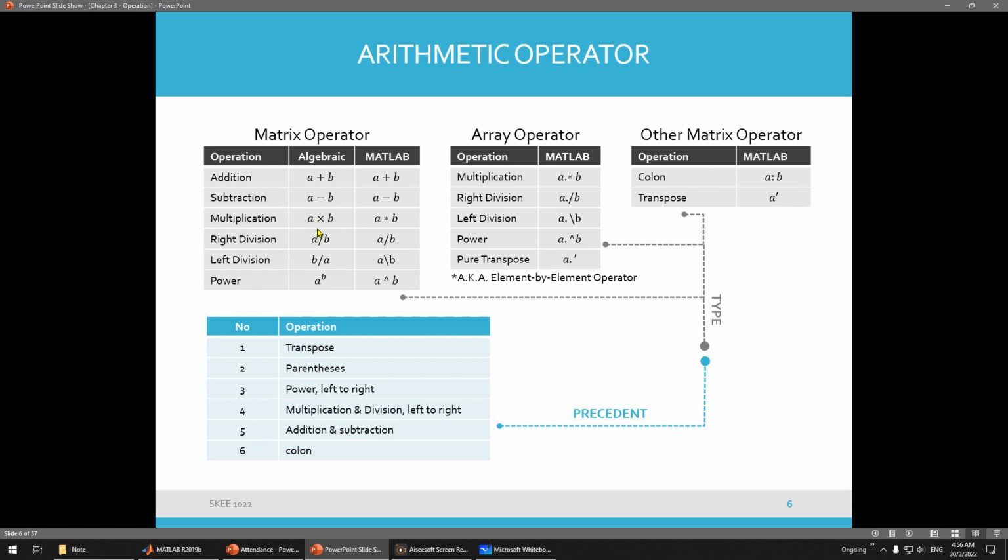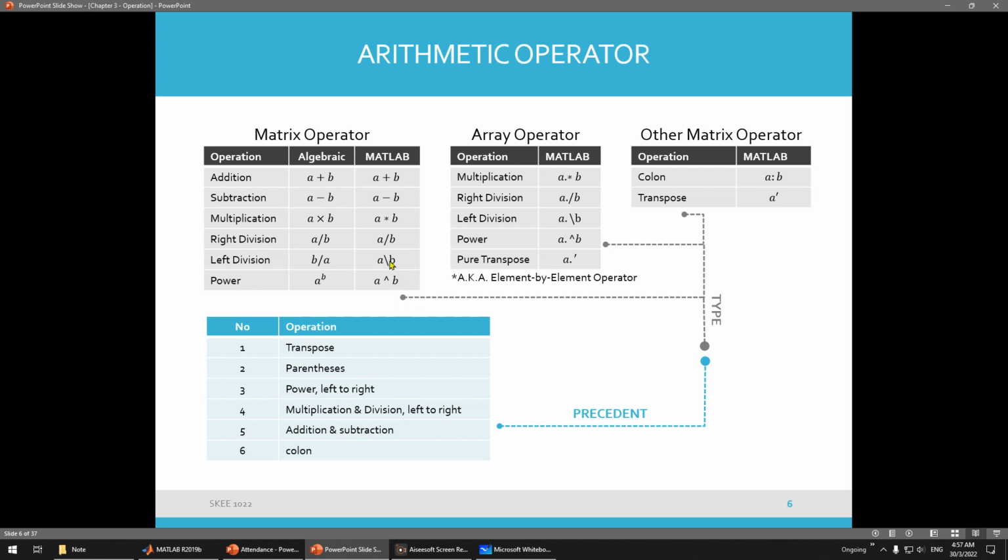So for algebra, you multiply, you just use a star sign. Right division, left division. So A divided by B is A divided by B. But if you want to do B divided by A, in MATLAB, you just write the code with the flipped slash.